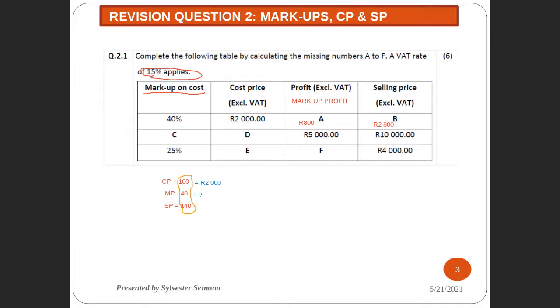So about the fraction, what do I mean? It means I need to go back and say, okay, where did I put the question mark? I put the question mark in line with what? With MP, meaning 40 will be on top. I'm going to say 40 over. But where did I put the amount? I put the amount in line with 100. So I'm going to divide by 100. So my fraction is going to be 40 divided by 100 multiplied by 2,000.